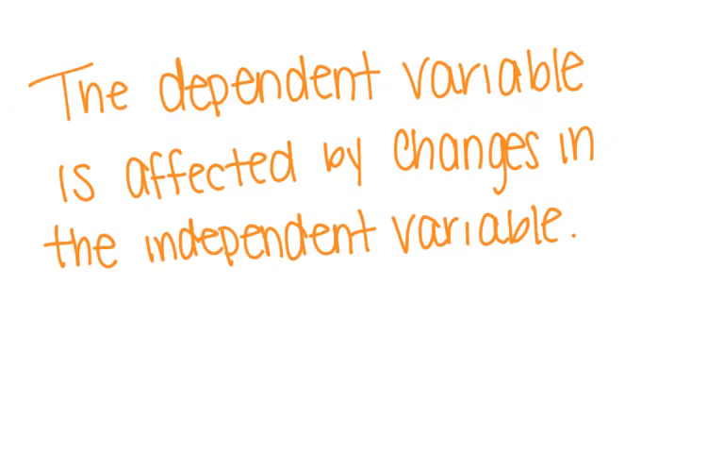So the first thing that you need to know is that the dependent variable is affected by changes in the independent variable. So when we look at these problems, think about what is going to be affected. If it's going to be affected, then it's the dependent variable. So you have the independent variable and then the dependent variable. Dependent variable is affected by changes in the independent variable. So if the independent variable goes from 1 to 2, then the dependent variable is going to change because the independent variable changed.